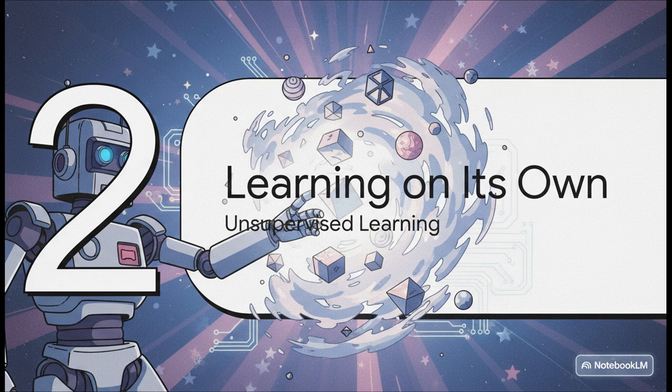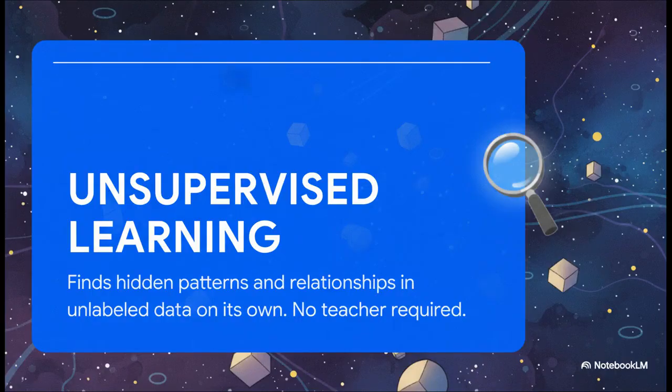Okay, so that's what happens when you have a teacher. But what if you don't? What happens when there's no answer key, no labels, and the AI is just thrown into the deep end and told to, well, figure it out? That, my friends, brings us to our second type, unsupervised learning. Now, with unsupervised learning, we're still giving the machine a ton of data, but with one massive change. None of it is labeled, not a single piece. There is no answer key.